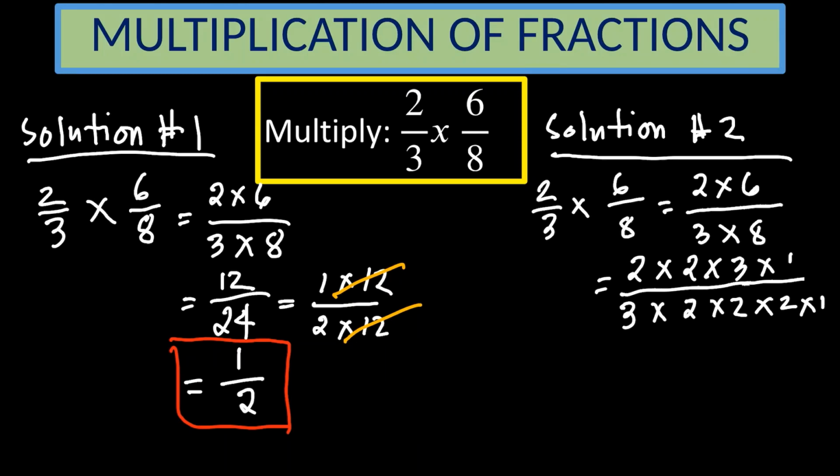Now let's take out the common factors. So we have 2 and 2, 2 and 2 here, and we have 3 and 3. Now what is left in the numerator is 1. In the denominator is 2 and 1. 2 times 1 is 2. And so our final answer is 1/2.